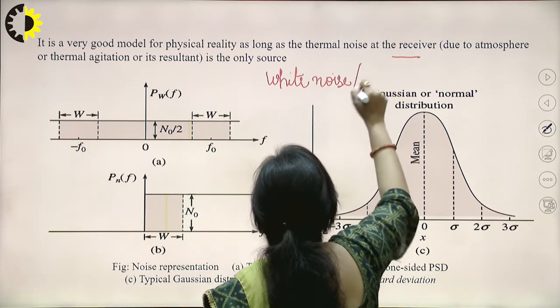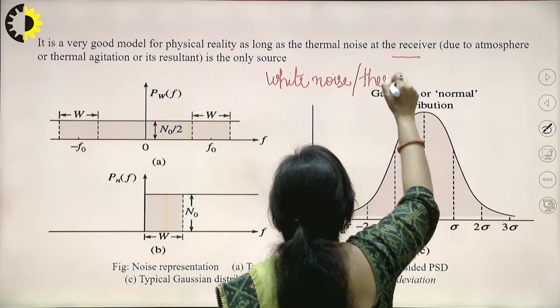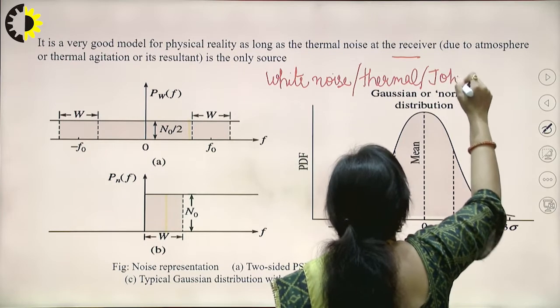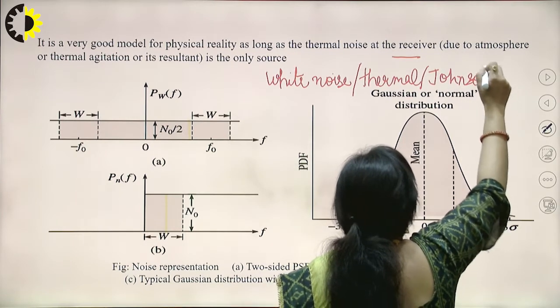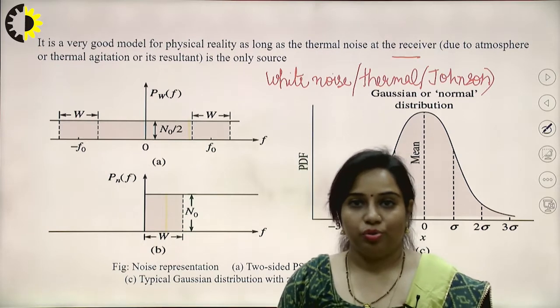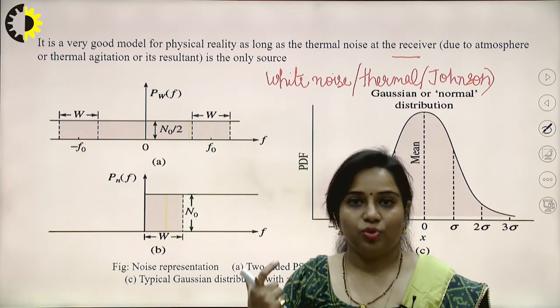It is also known as thermal noise. It is also known as Johnson noise. So all are the same thing. Mostly it is called white noise or additive white Gaussian noise. Then this is the concept of white noise.